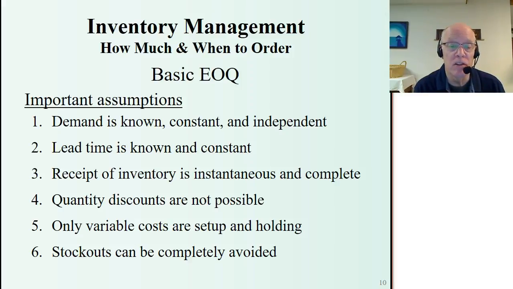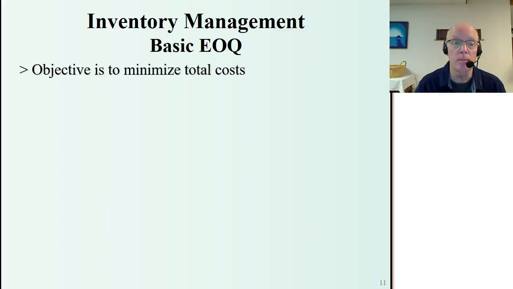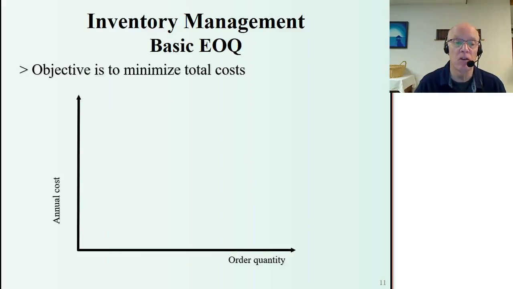And that basically says that the only variable costs are setup and holding, and stockouts can be avoided. And that's kind of the concept here: I don't want to run out of material. I want to make sure that when my factory needs something, it's available for their use so I can instantly start working on a customer order. So again, the goal is to minimize cost.